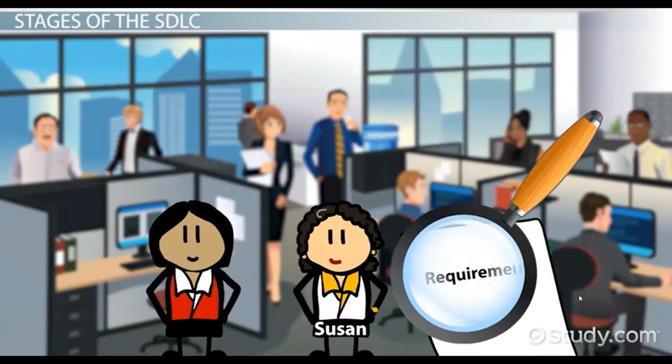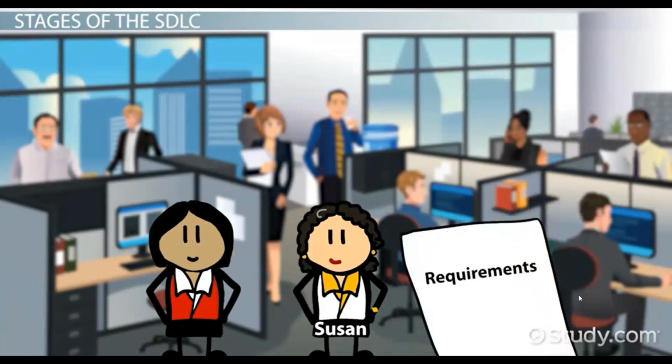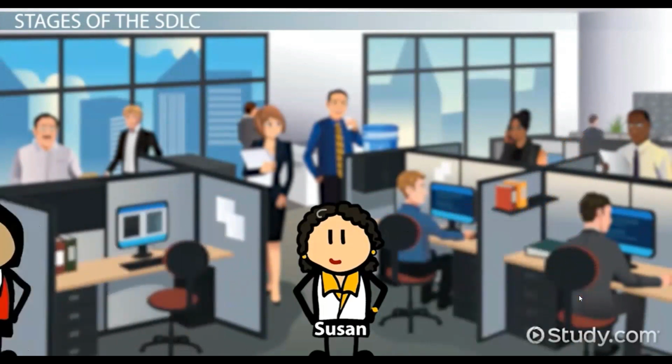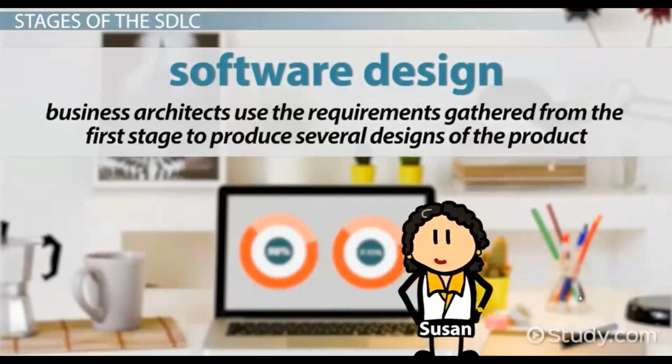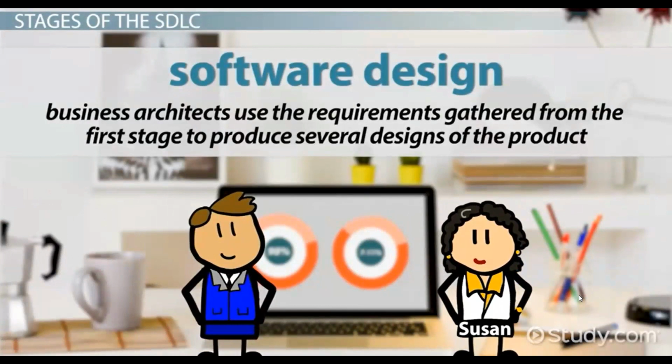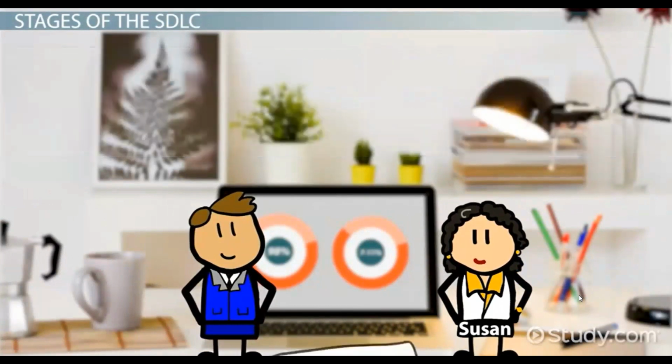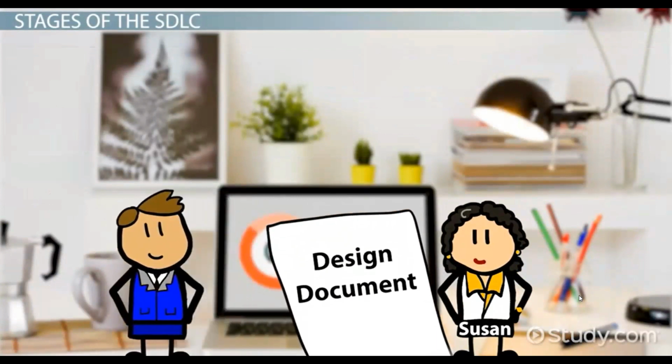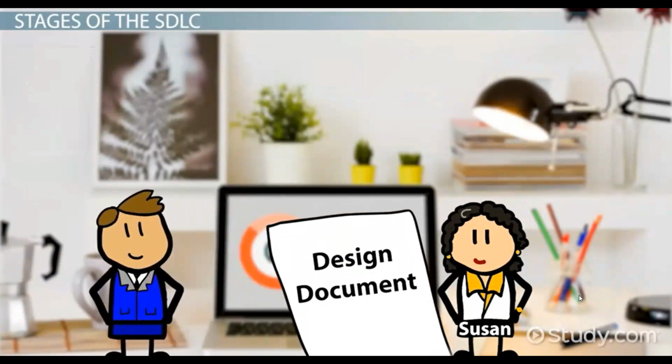Business requirements from the customer are gathered to determine who will use the software and how. The second stage is software design. This is when business architects use the requirements gathered from the first stage to produce several designs of the product. Each design is reviewed in a design document by various internal stakeholders. The best design is then selected.